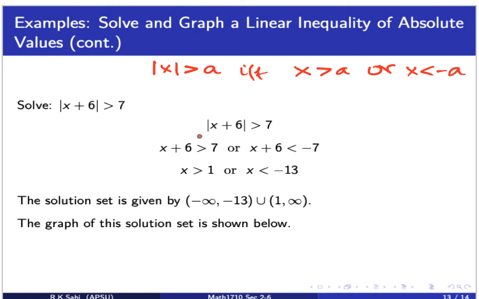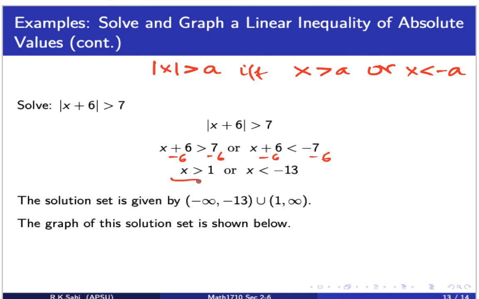So this means x plus 6, because that's what our expression now, x is being replaced by, is strictly greater than 7, that's my a, guys, or x plus 6 is strictly less than minus 7. Now solving over here, you want to have a negative 6 on both the sides. You will get x is strictly greater than 1. When you do x plus 6 strictly less than minus 7, you have a minus 6 on both the sides. You get x is strictly less than minus 13.